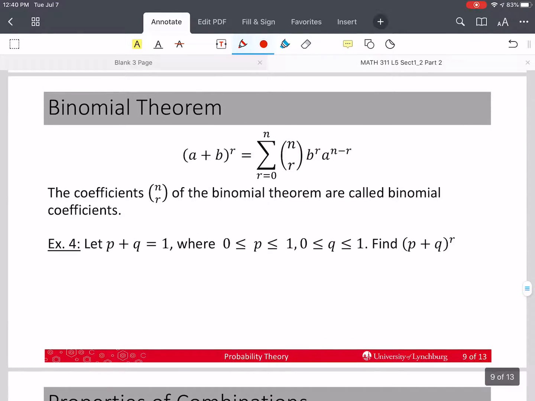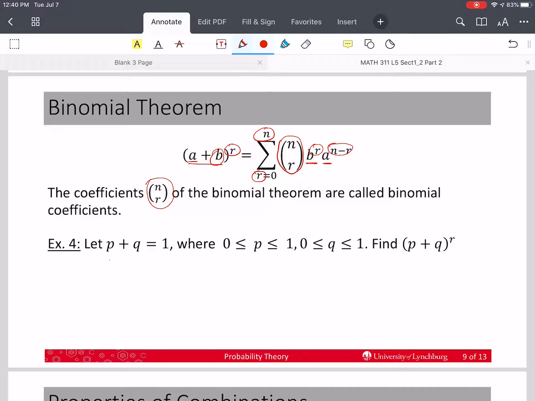Now let's look at the binomial theorem. The reason we're looking at this is because the coefficients are combinations, okay? And we call them binomial coefficients. And so we have to look at the pattern. So we have a plus b raised to the r. And so r goes from 0 to n. And then we have n choose r. And then we have b here raised to the r, and a, which is the first one, raised to the n minus r. Again, the exponents here add up to n.